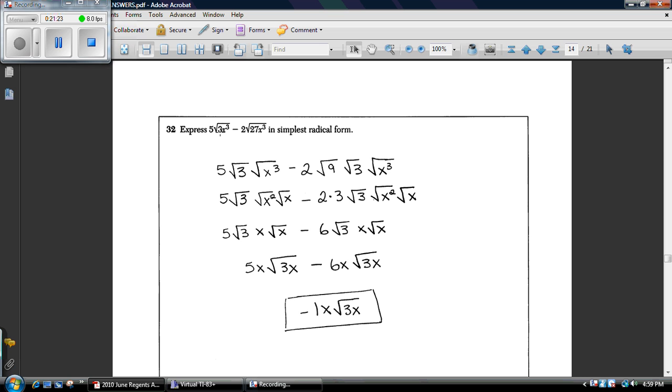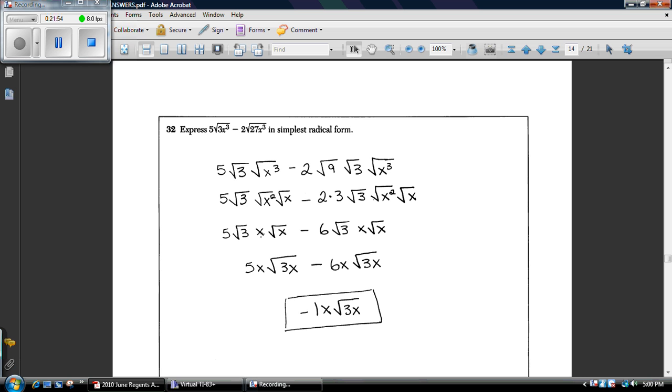Express this in simplest radical form. All I did was break this up, break that up. I'm separating things out. 27 is just square root 9 times square root 3. Square root of 9 is 3, x cubed. When you have variables raised to an odd power, break them up into things that are perfect squares. So x cubed is the same thing as x squared times x. x squared is a perfect square, so then you can actually get rid of the radical on top of it.